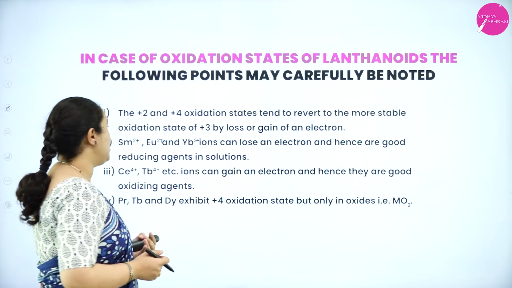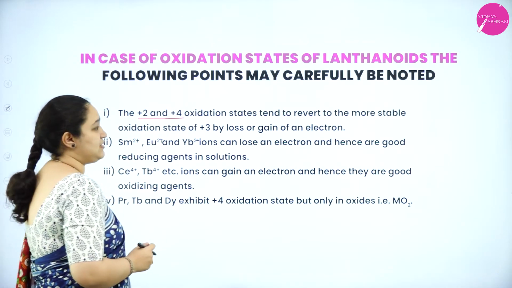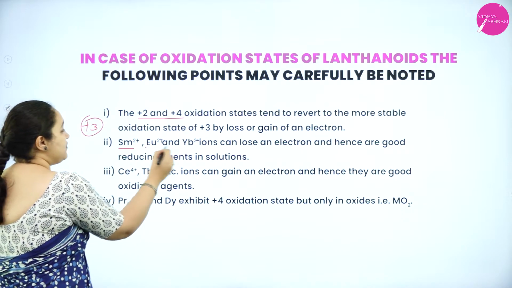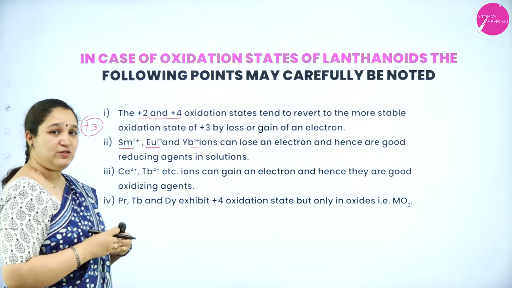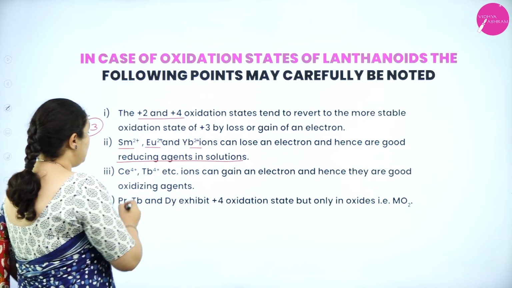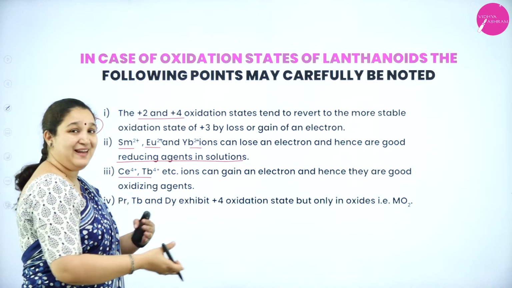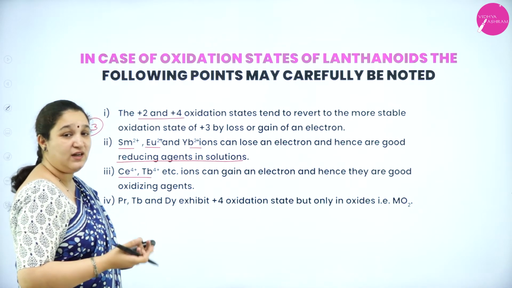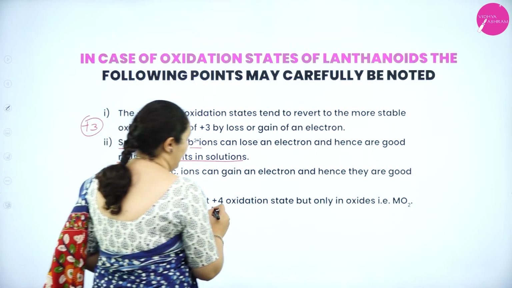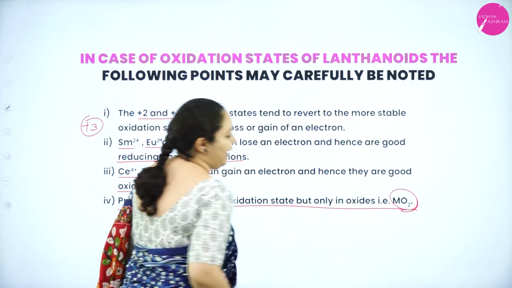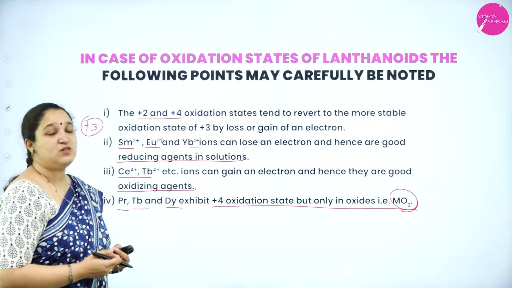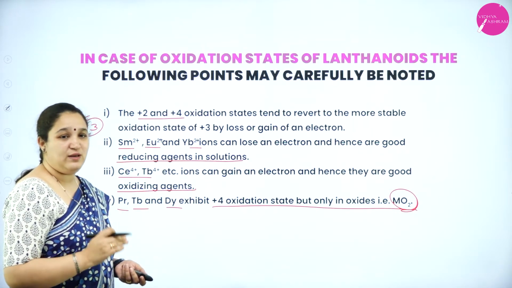Similarly, some more exceptions we have. +2 and +4 oxidation states tend to revert back to +3 state very easily. Thus, the ones which have got +2 state can lose one more electron. That's why they are very good reducing agents. Okay, and if the ions have +4 state, they can accept one more electron to come to +3 state. That's why they are good oxidizing agents. Also, Pr, Tb and Dy exhibit +4 state only in the oxide MO2 state. Okay, so that's about some of the exceptions with the oxidation state in lanthanoids.